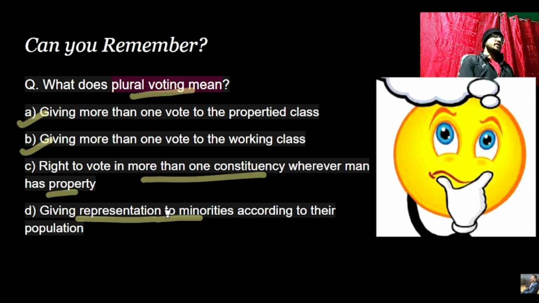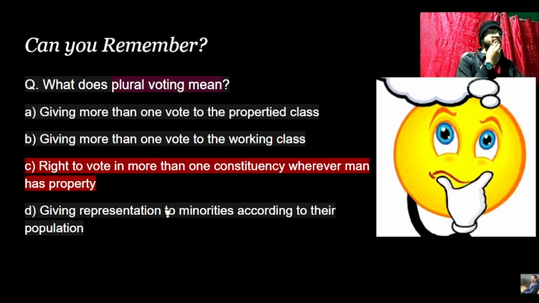All right, we are done with the 10 seconds. Now let's see the answer for this particular question. The answer is C, that is, plural voting means the right to vote in more than one constituency wherever a man has property. This is the answer.